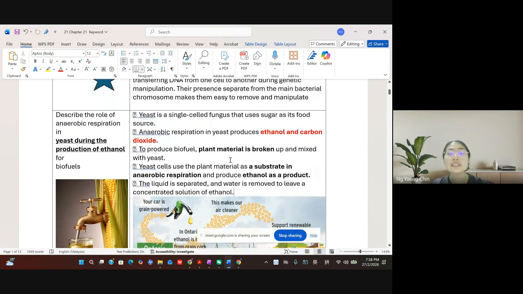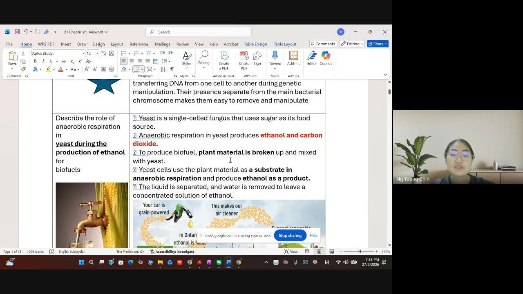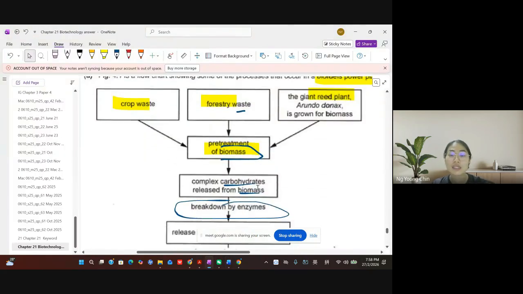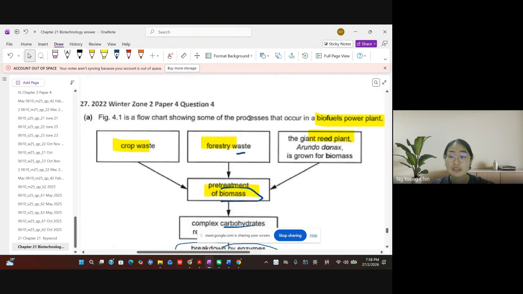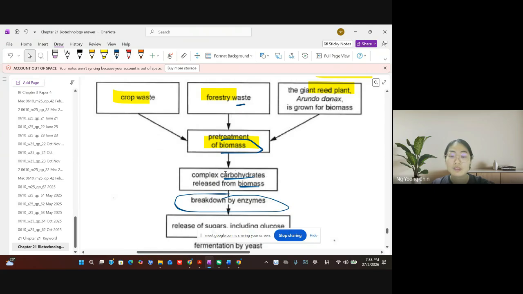Yes, the answer is carbohydrates. The answer is carbohydrate because this is your biomass, the plant or the waste. So they will contain carbohydrate inside. What kind of carbohydrates? Cellulose, starch. Do you remember?